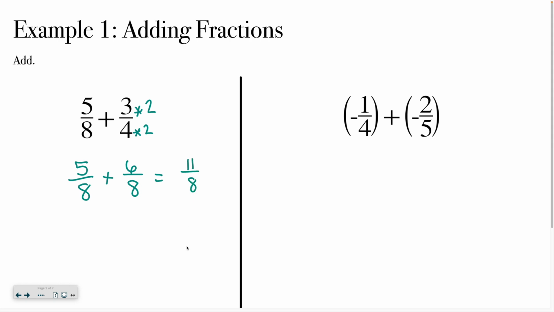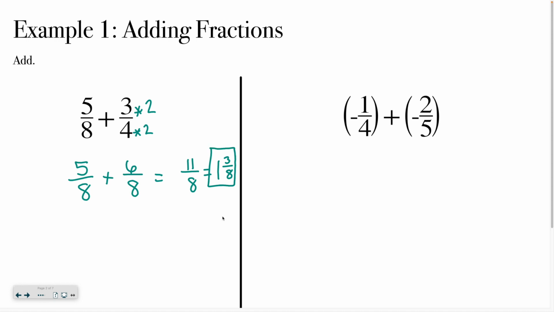because remember, when you're adding or subtracting fractions, the bottom number stays the same, and you combine the top numbers. So 11/8 is something called an improper fraction, meaning the number on the top is bigger than the number on the bottom. So we're going to change it to a mixed number. I know that 8 can go into the number 11 one time and have 3 left over. So my final answer is going to be 1 and 3/8.